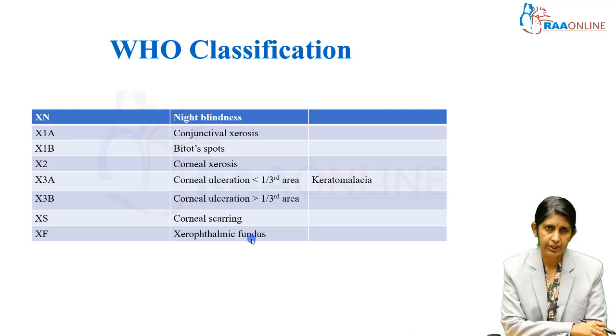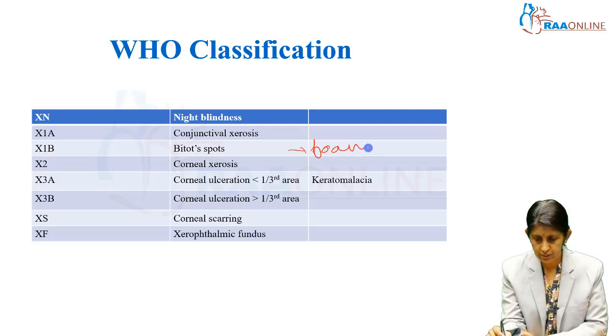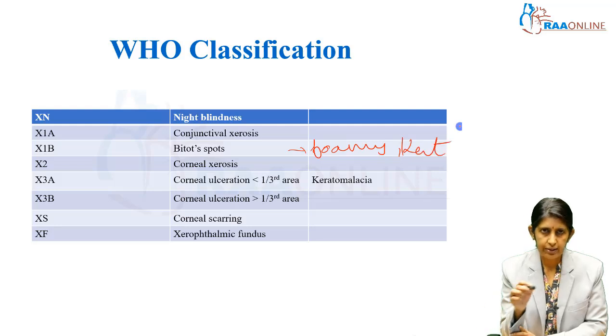So the WHO classification of vitamin A deficiency has given night blindness as one of the first symptoms. It has also classified it into 1A, 1B, 2, 3A, 3B, and S and F. Each of these stands for a specific term. When we say bite-out spots, we're talking about the bite-out spots that I just showed you on the previous slide. They appear foamy and keratinized, and usually they're present in the interpalpebral aperture. When you say corneal xerosis, you're talking about a dry corneal appearance.